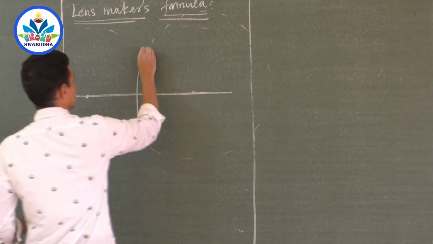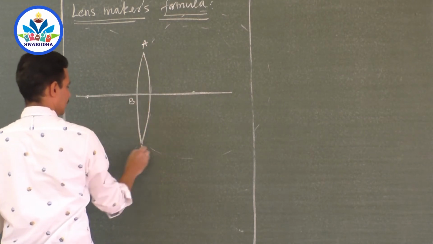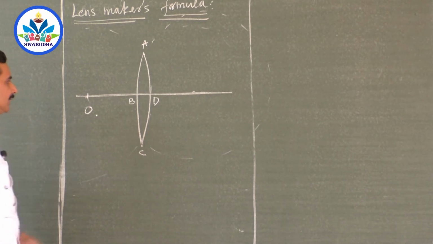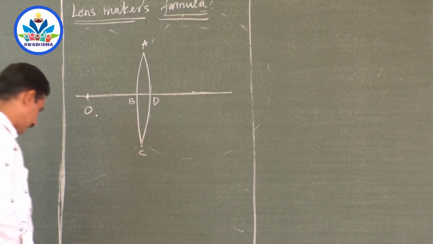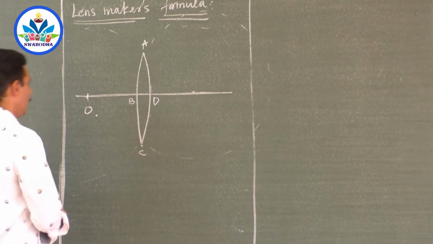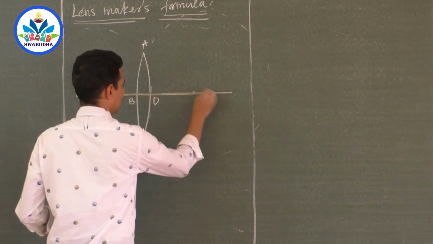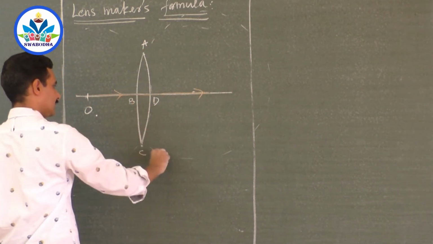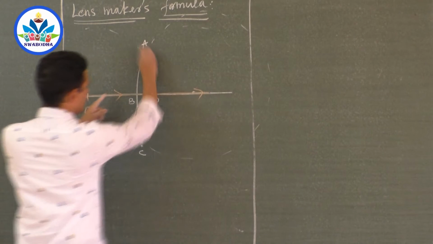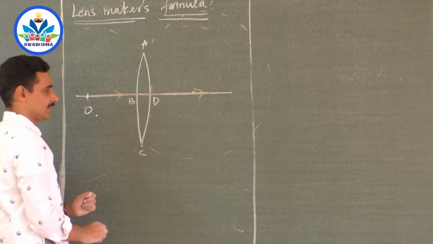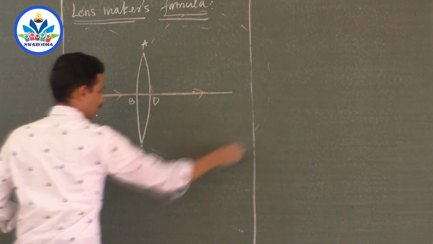I'll name the surfaces A, B, C, D. O is a point object kept on the left side of the lens. Consider two rays of light coming from the point object O. One moving along the principal axis, passing undeviated, because for this surface it is passing through the center. For this surface it is passing through the center. It is incident normally on both the surfaces because this is a part of a sphere.